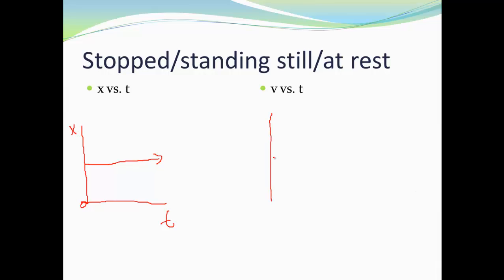So on velocity versus time, you'll notice that we're going to have a lot more values in the positive and negative, so we'll generally draw the axes with area for both positive and negative velocity. Here, our velocity will be right along the x-axis, so it will be a velocity of 0.